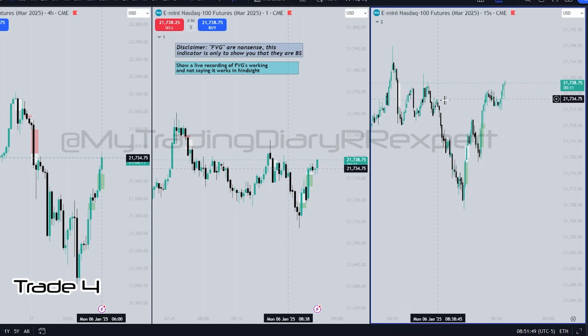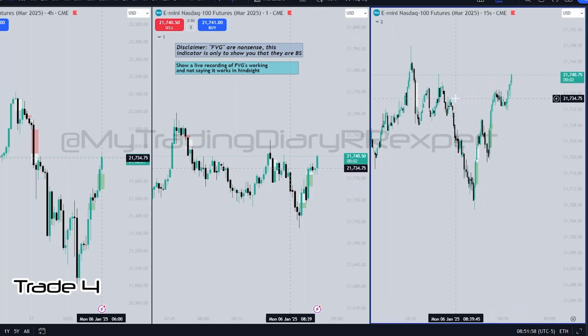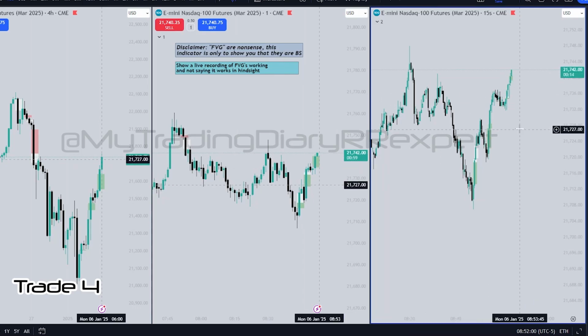I'm just gonna remove this because it distracts me. But you see, I have my finger on here, just waiting for the move down. But if it doesn't happen, I'm not entering. And what most of you guys are doing, you're saying, oh, it comes in this area, I'm just gonna go short. So you need to have confirmation.